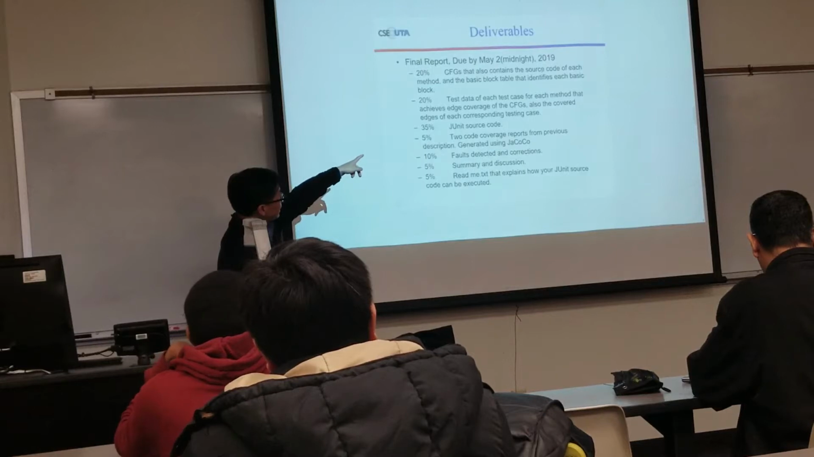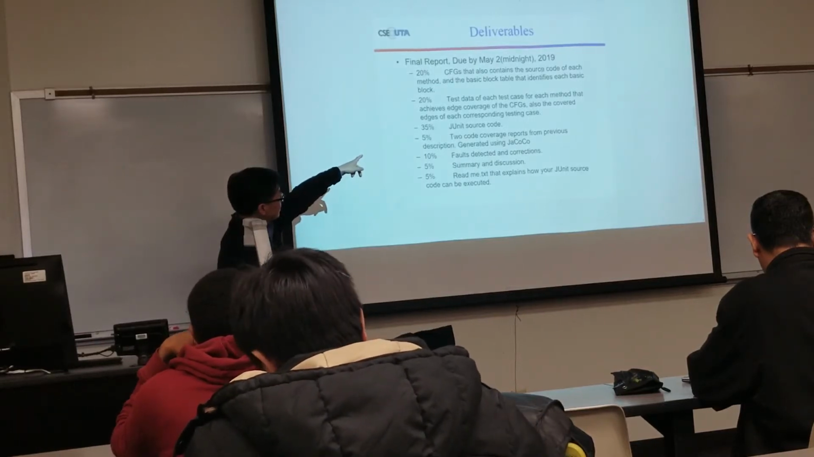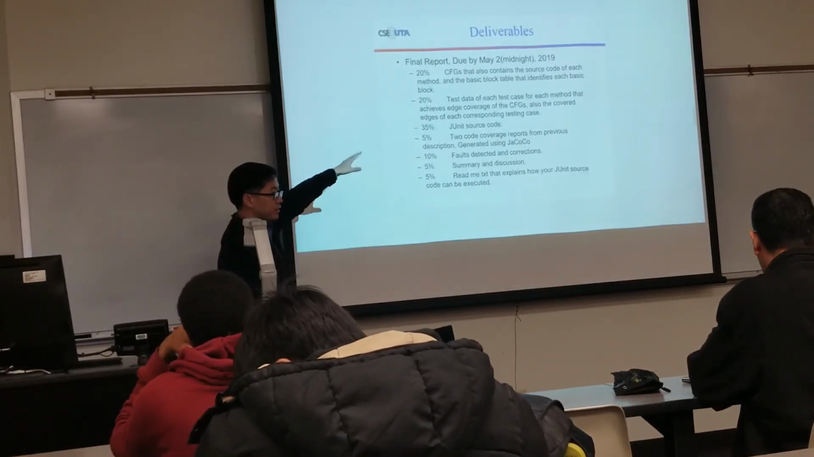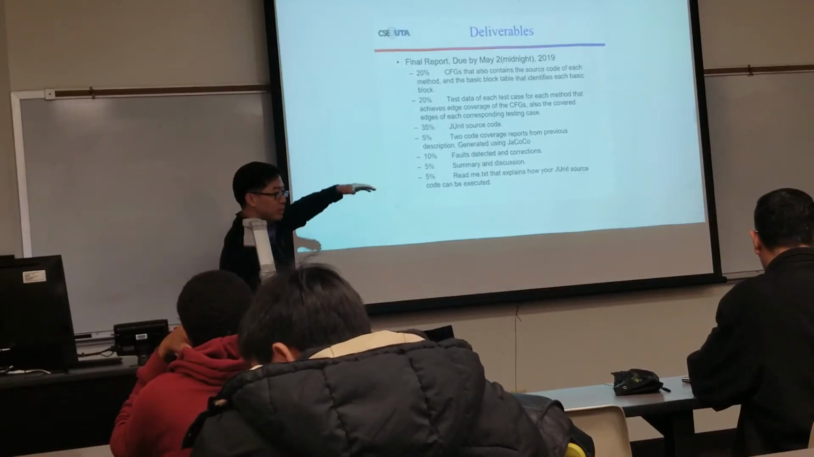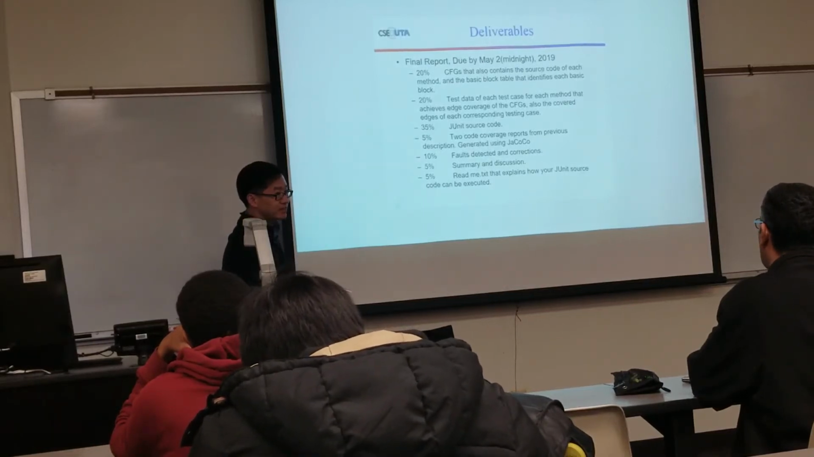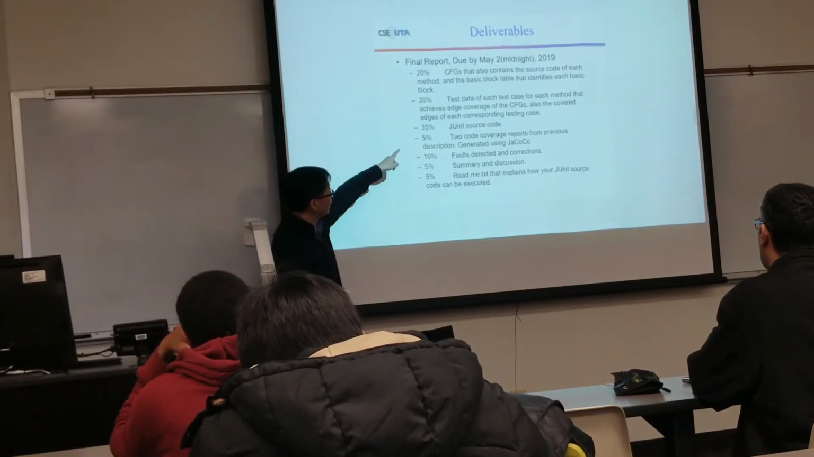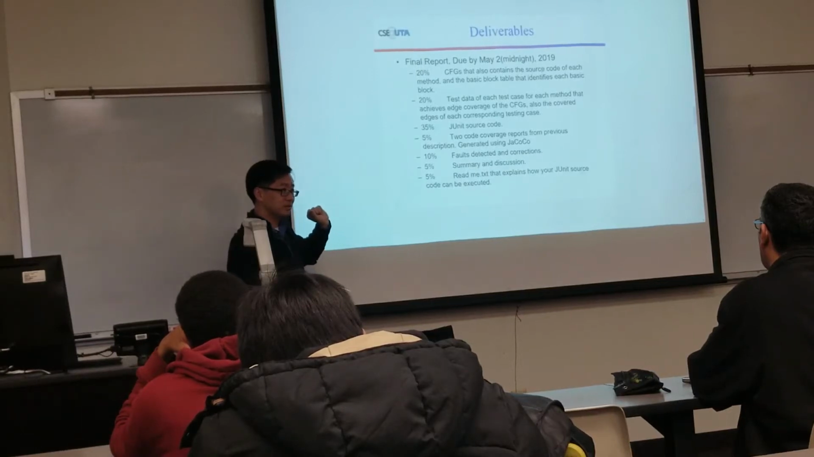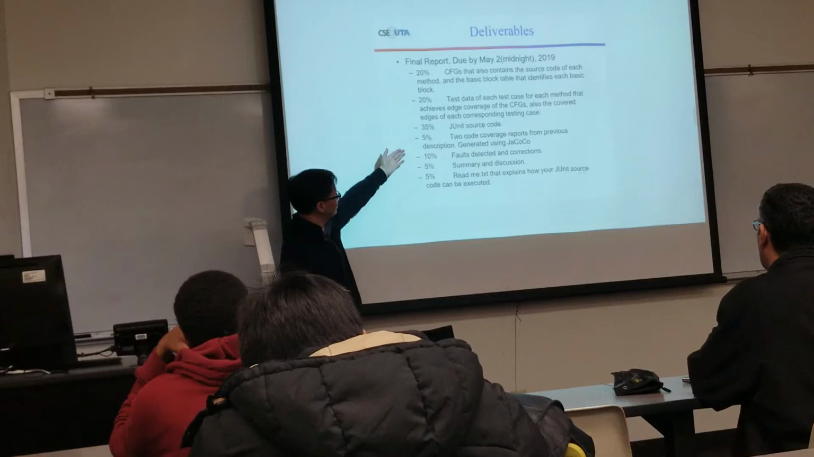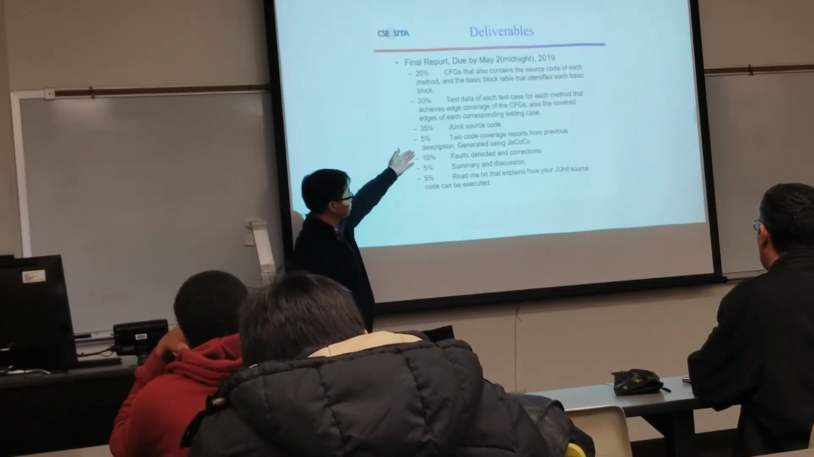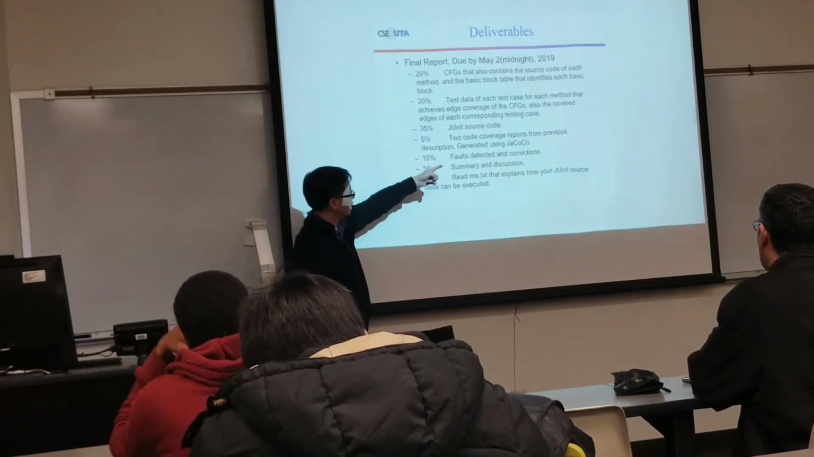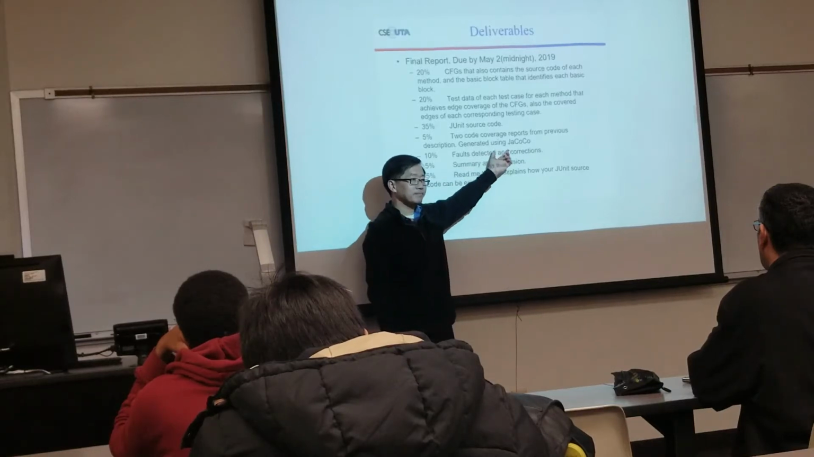you have to show, for each test case, what branches you actually cover, so the correspondence between the test cases and the branches that you cover. And you have to submit the JUnit code, that basically automatically executes the test cases that we generate. We have to include the code coverage reports using JaCoCo.